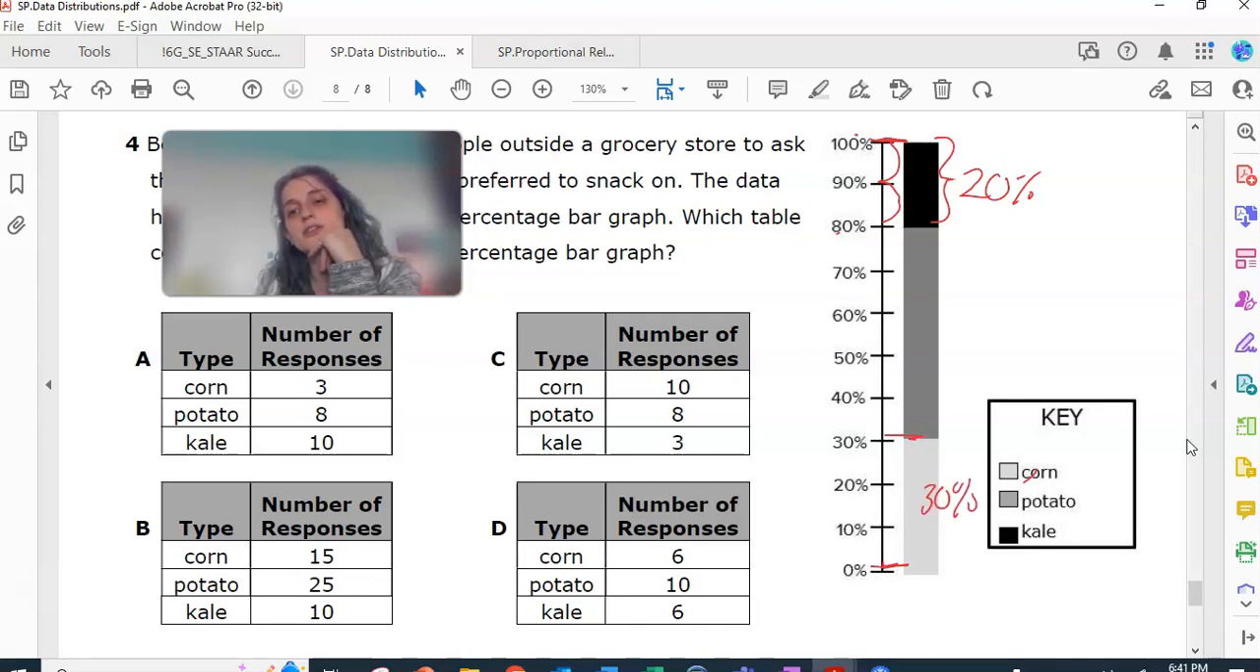It's a little bit harder to find the middle section, so what you do is you take the top percentage and the bottom percentage, so 80 and 30, and then you subtract them to find out how much space is between them.